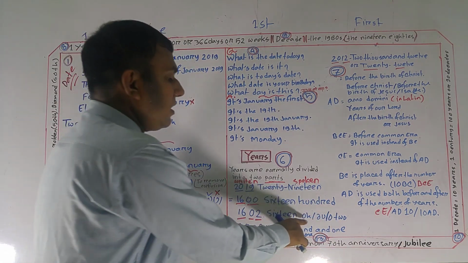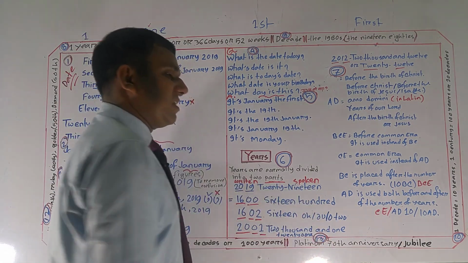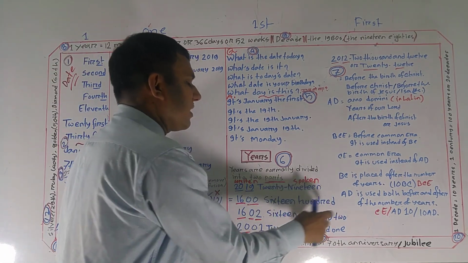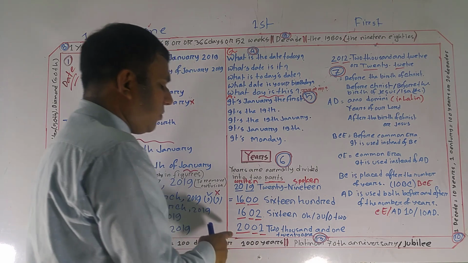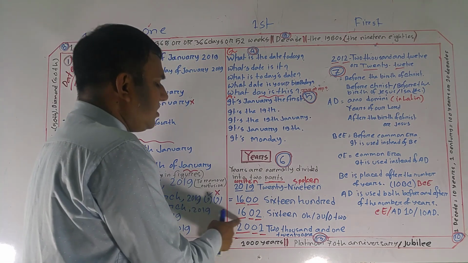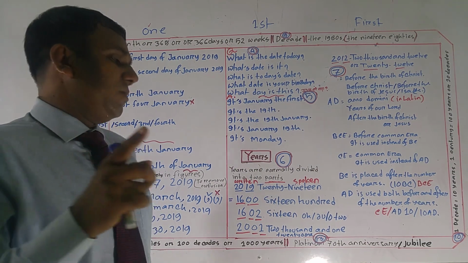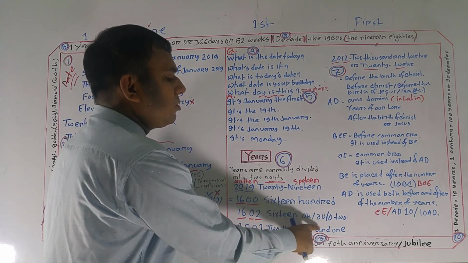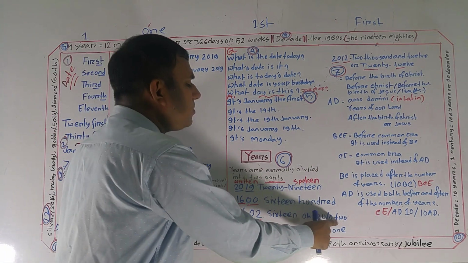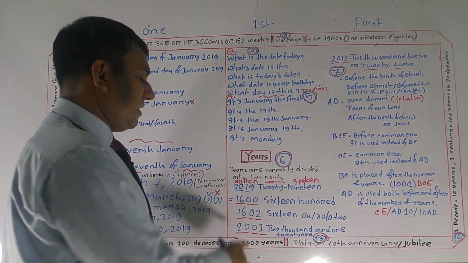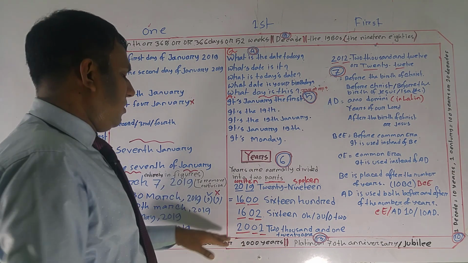This one you can use from these three. Any one you can use from these three. So I'm using 1602, or 1602. No problem. Any one you can use, but we'll not say this 0.